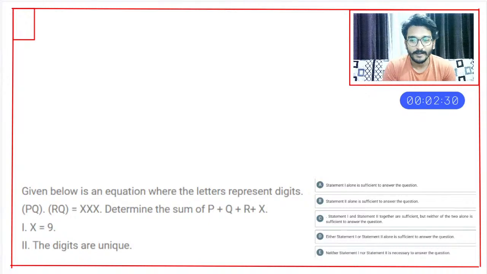These questions we have taken from XAT 2012. So try this question. Let's start the class. Yeah, and your time starts now.